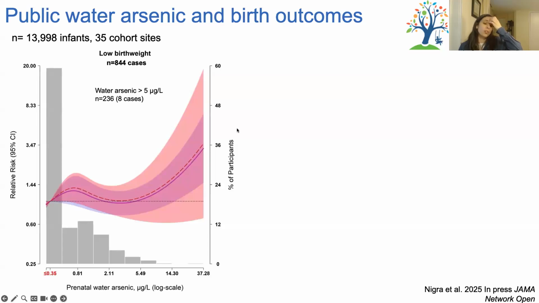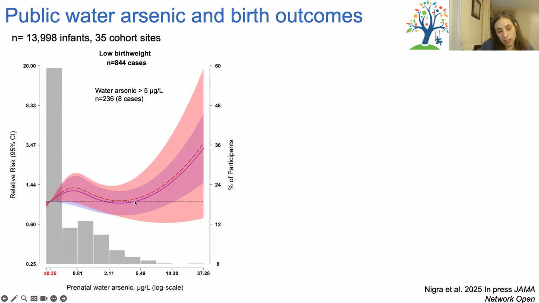Right, I'm going to show you this spline for low birth weight, and I'll explain the spline to you. But this is the relative risk of low birth weight for these 14,000 infants. And you can see, again, we had a lot of participants with very, very low water arsenic. We set our reference here to what's essentially the limit of detection divided by the square root of 2. The spline is not quite linear, right? The shape of this is not quite linear.